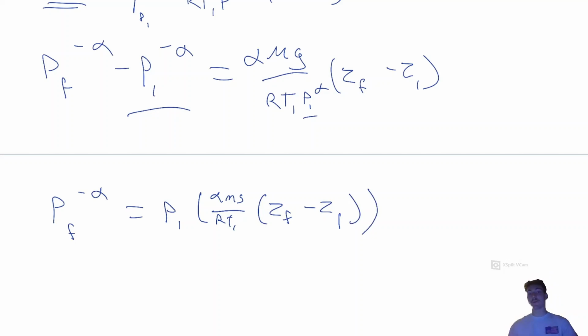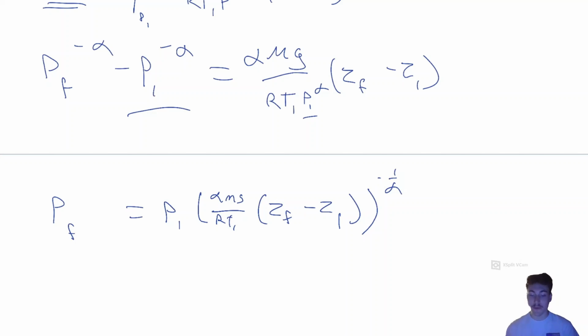So from there, in terms of p final, we have the negative alpha on the one side, but we can again take the reciprocal of this. If we take the reciprocal of that, then this just becomes -1 over alpha. And now we have this in terms of the final pressure.